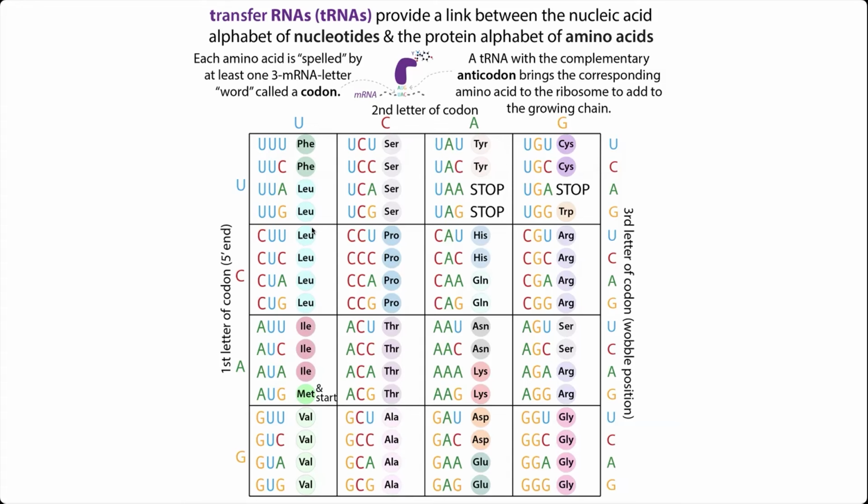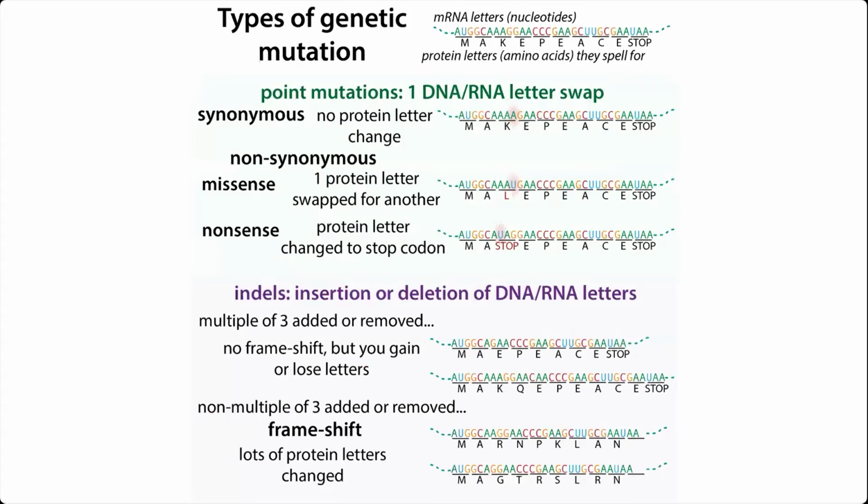You can see that there are multiple different ways to spell some of these amino acids. There are multiple codons for the same amino acid. And so we say that the code is degenerate.